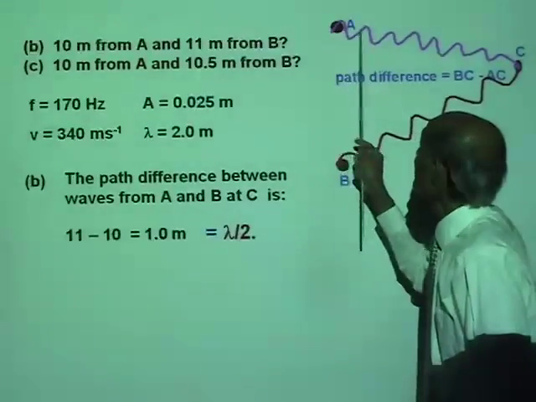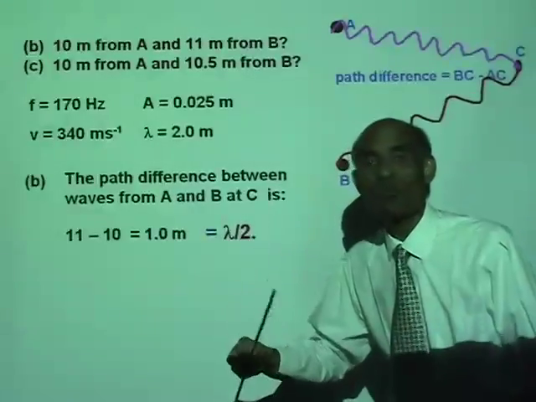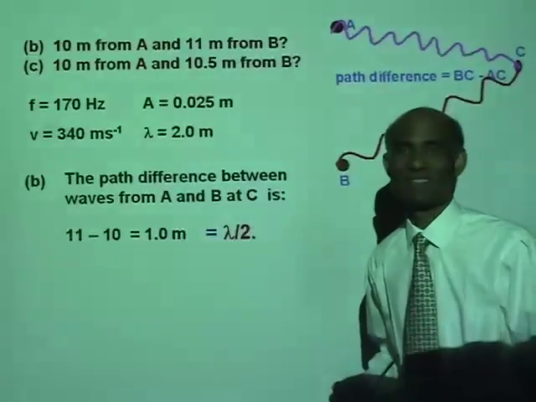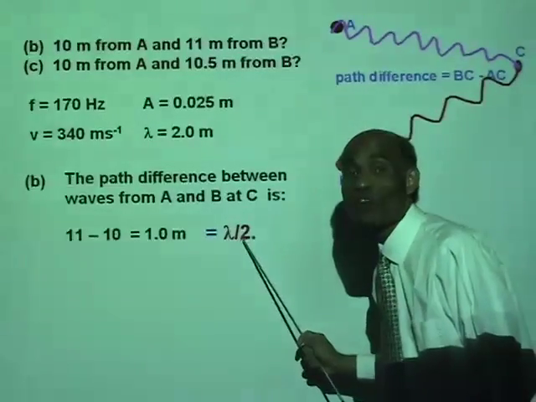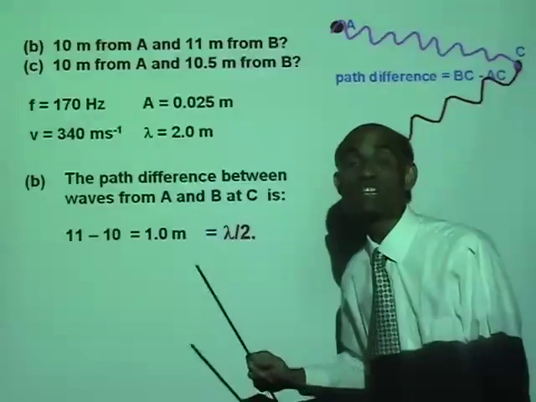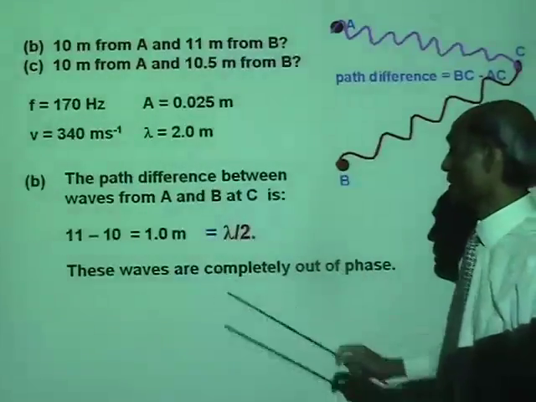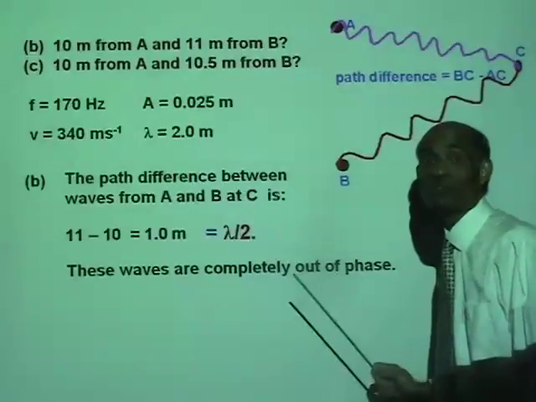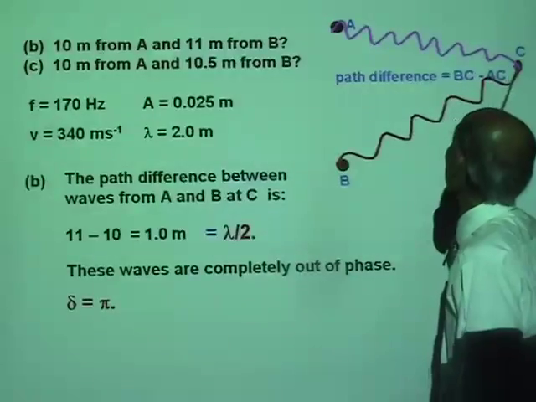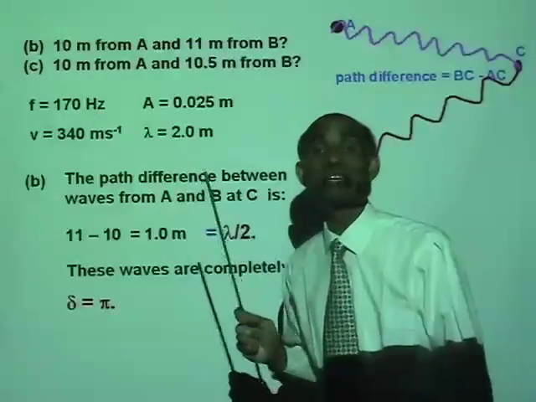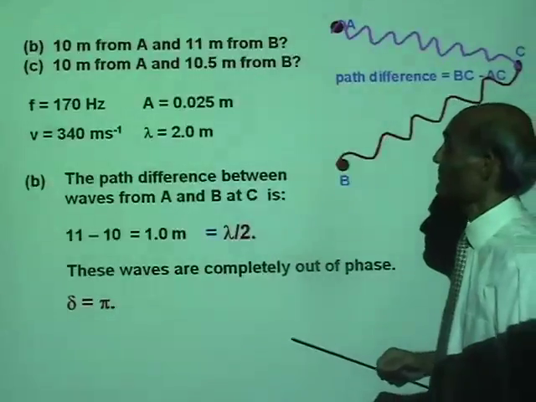Alright? If the path difference is half of a wavelength, what is the corresponding phase difference? Yes? A path difference of half a wavelength is equivalent to a phase difference of pi. So these waves are completely out of phase. The phase difference is pi. That means the resultant displacement at C will be 0. You will hear no sound at C.